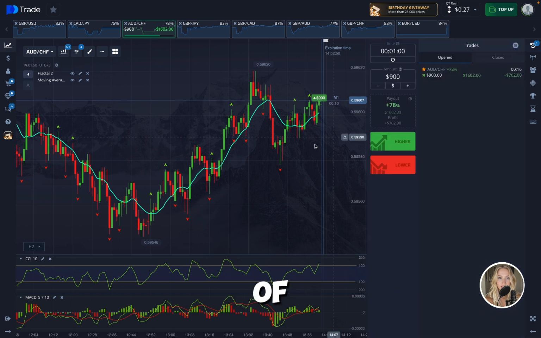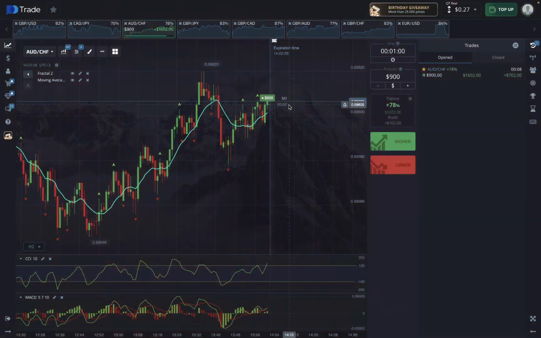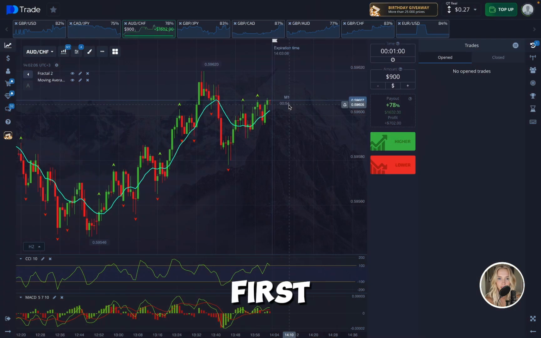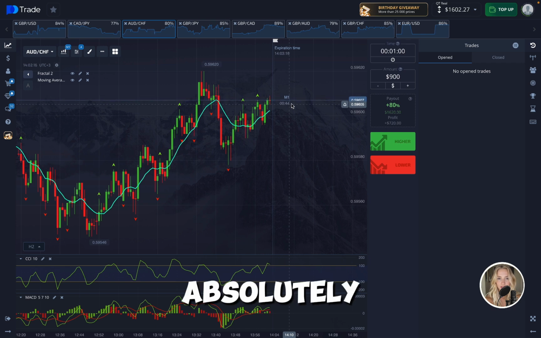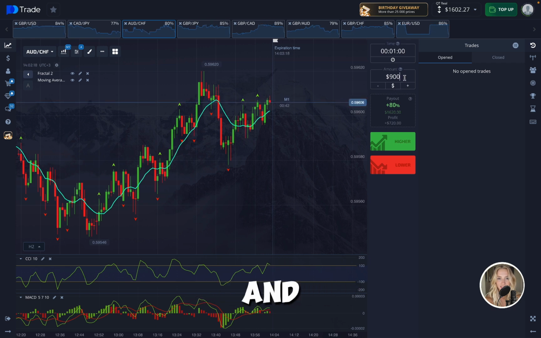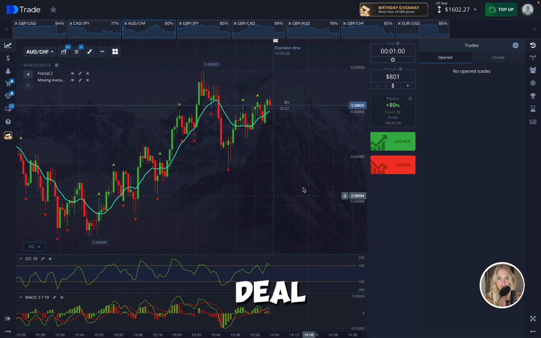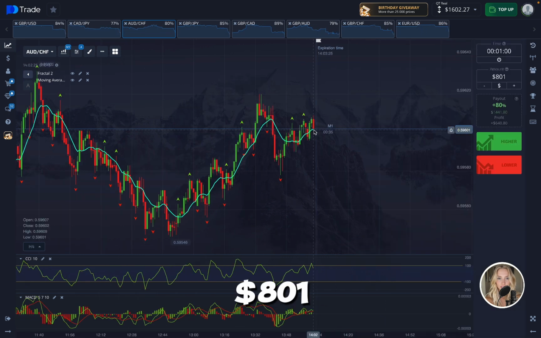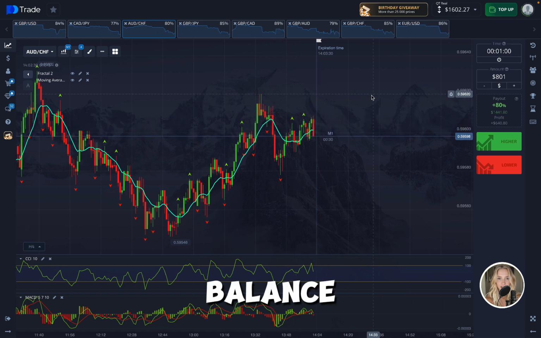Let's look at the result of the first trade about 10 seconds before its completion. And the first deal closes in A+. Overall, the upward trend continued and everything happened as I said. The deal was absolutely correct. And I'm making a profit. Let's change the amount of the deal value. I'll bet $801, and I'll open 2 deals for the entire amount of my balance.